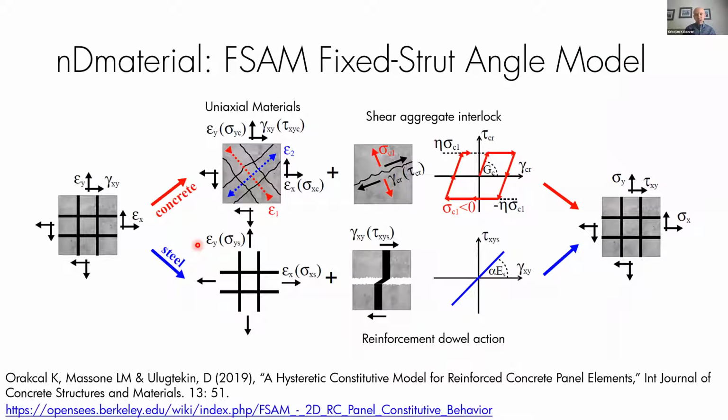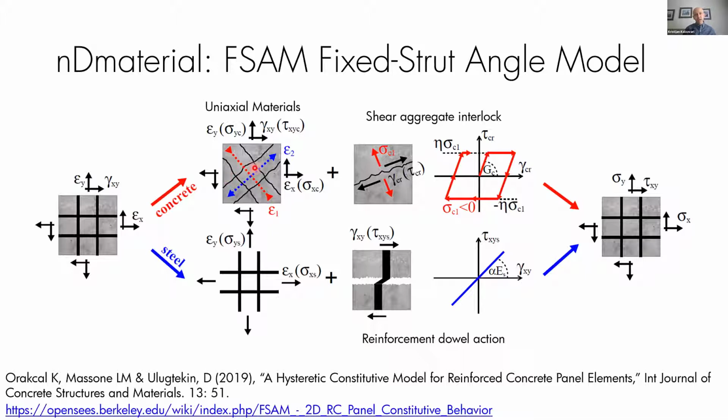This two-dimensional model for reinforced concrete that was put into the SFI MBLEM is what we call the fixed strut angle model, FSAM, also available in OpenSees, right? Here's the link to the wiki page, and here's the actual reference to the paper. And it's a fairly complex two-dimensional material model for concrete, reinforced concrete.